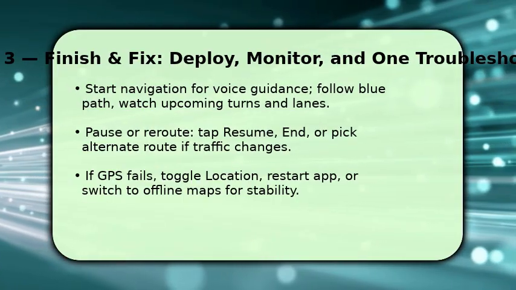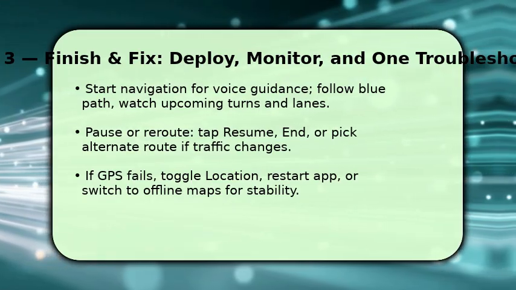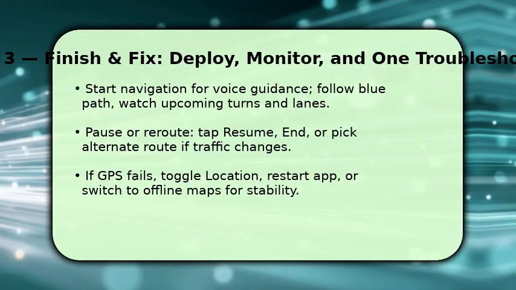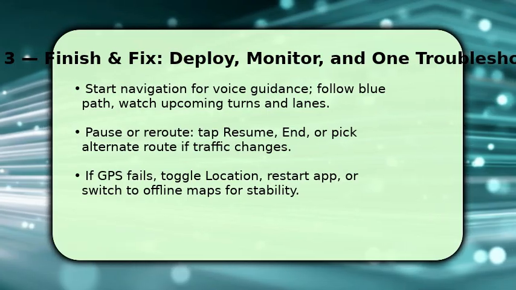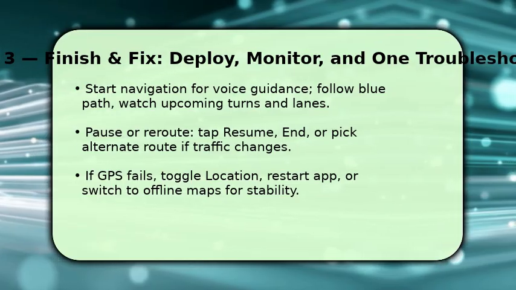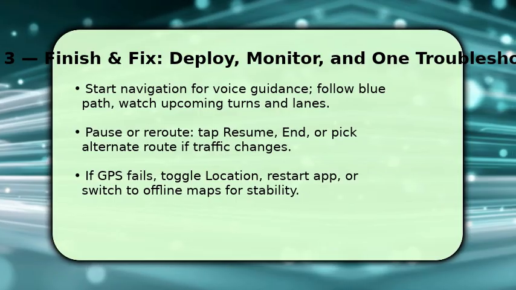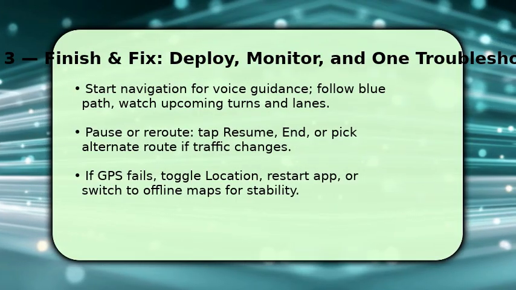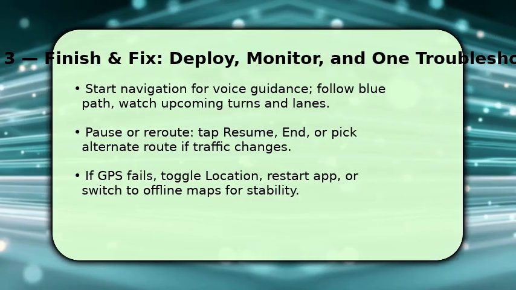You should see the blue path and upcoming turn cards. Follow those prompts and lane guidance to avoid sudden maneuvers. If traffic or an unexpected closure appears, the app will suggest reroutes. Make sure to review alternatives and tap one to switch immediately. To finish, tap End Navigation when you arrive. If guidance falters, toggle your device location or restart the app, and if you expect poor service, download offline maps ahead of time to stay on course.